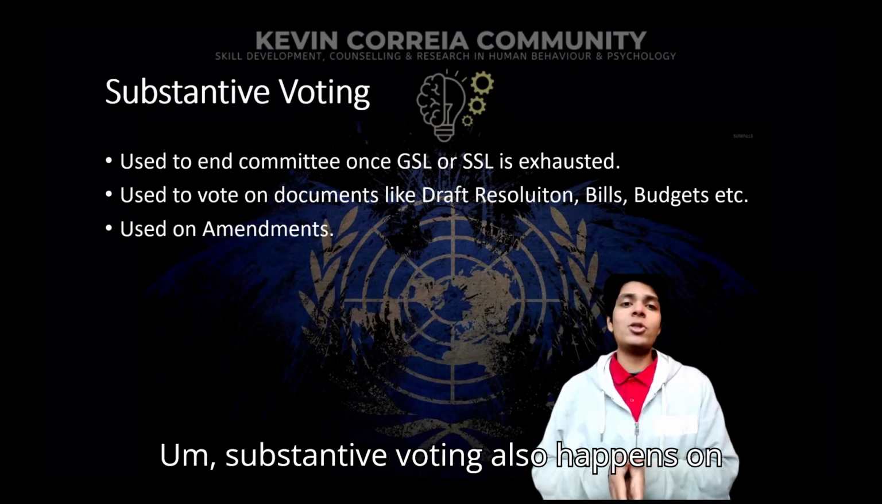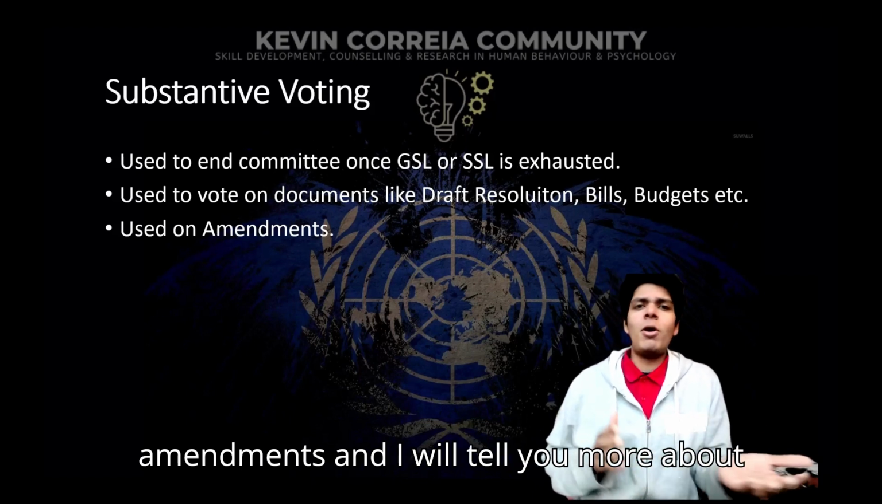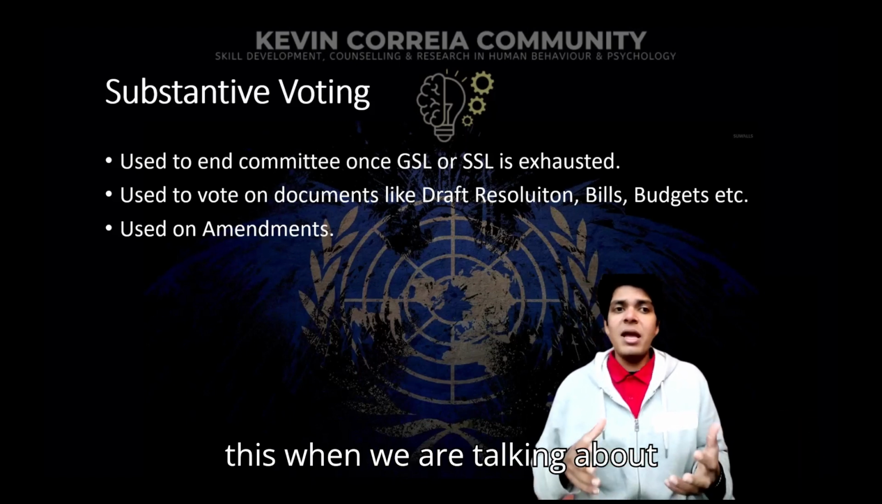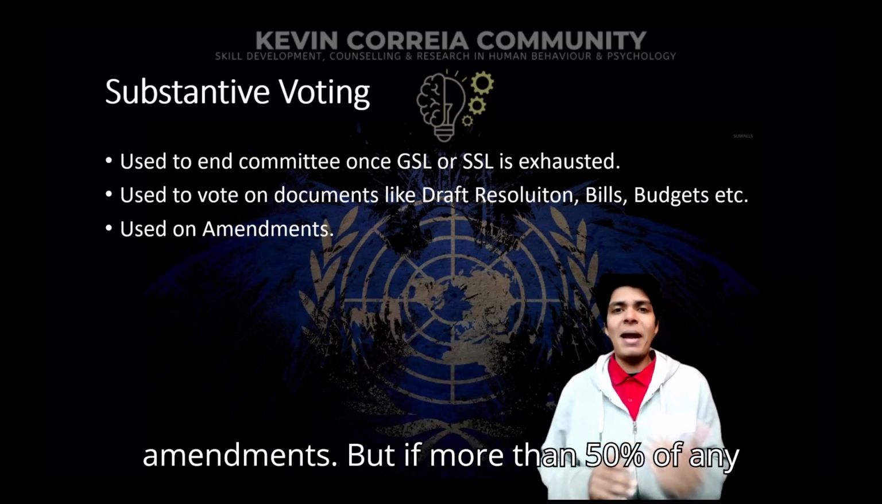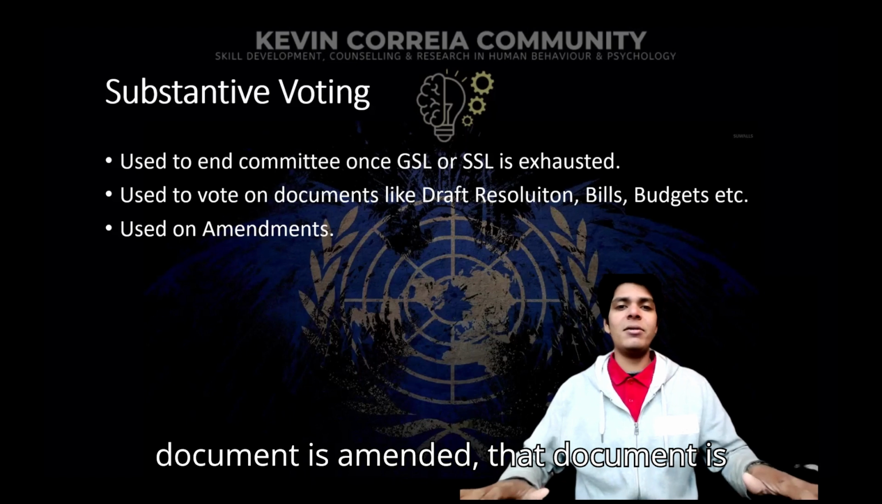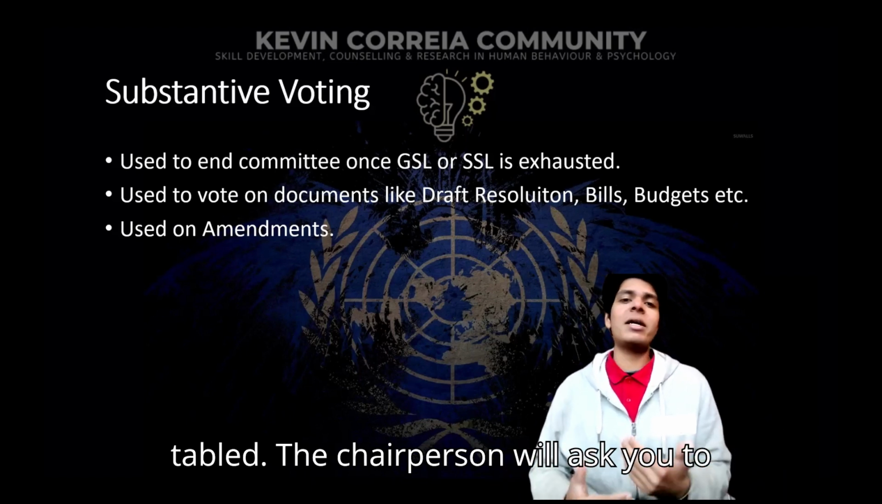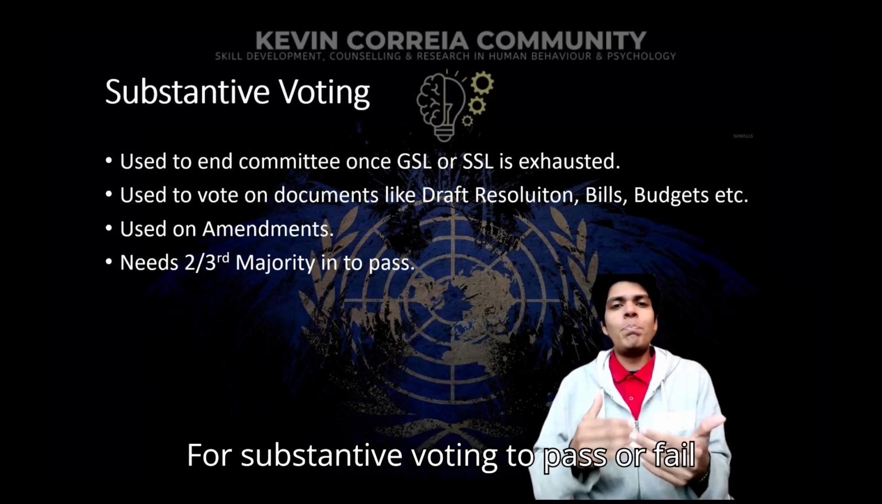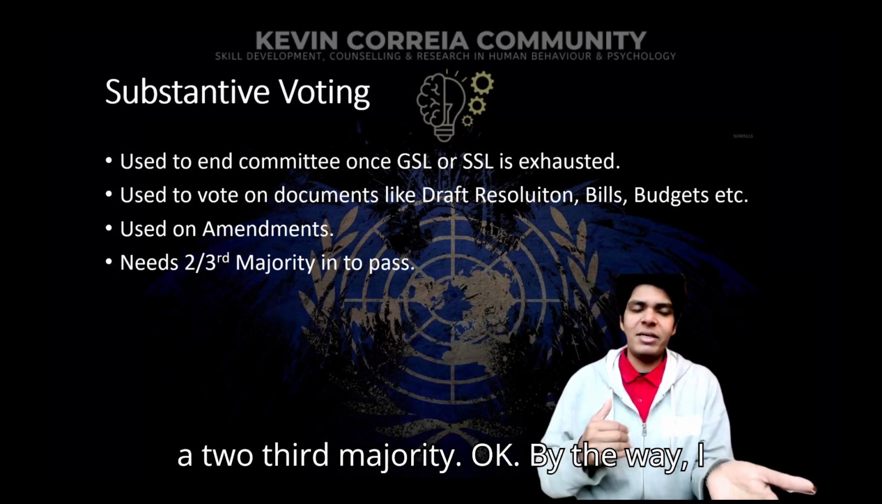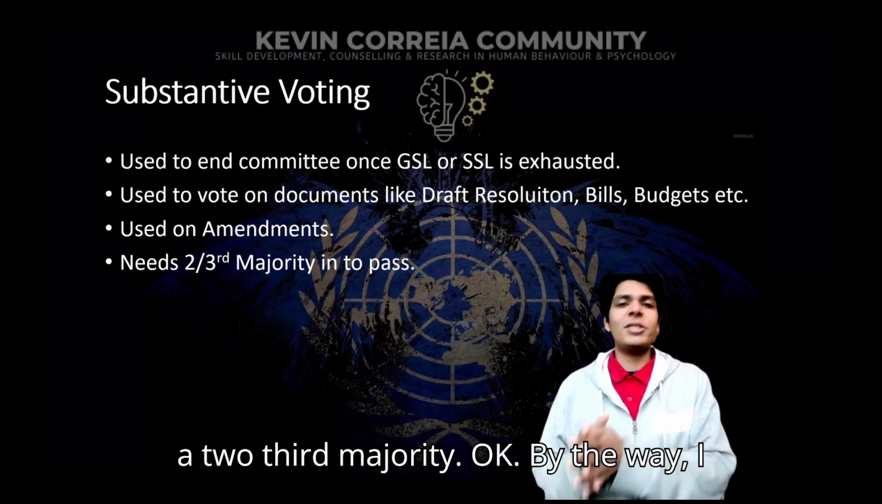Substantive voting also happens on amendments, and I will tell you more about this when we are talking about amendments. But if more than 50% of any document is amended, that document is tabled. The chairperson will ask you to go back and make a new document. And for substantive voting to pass or fail any particular activity, it requires a two-third majority.